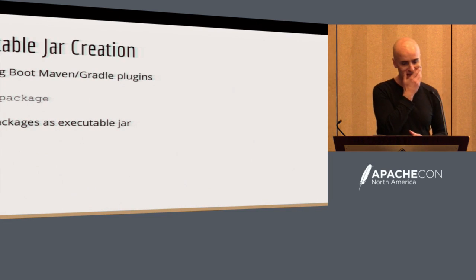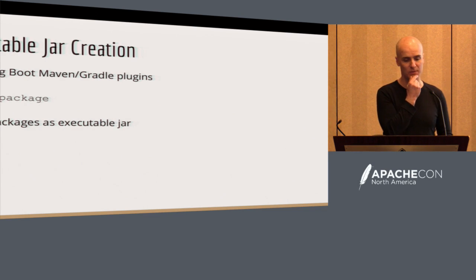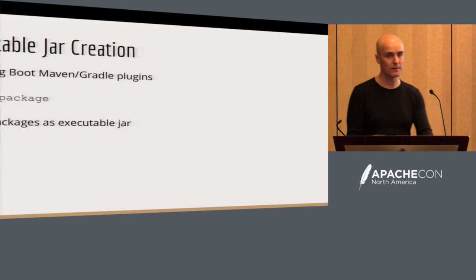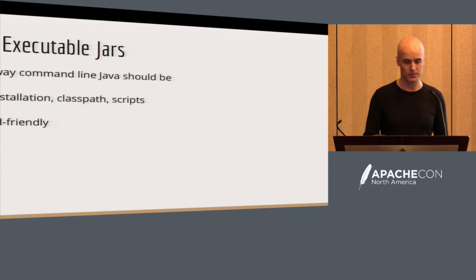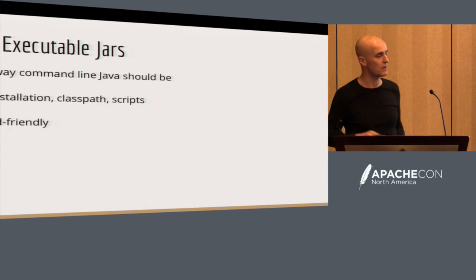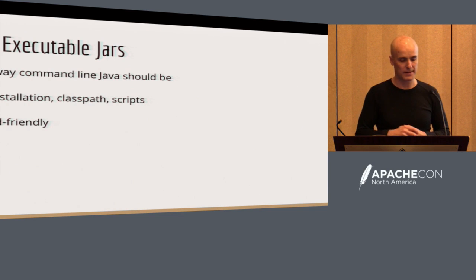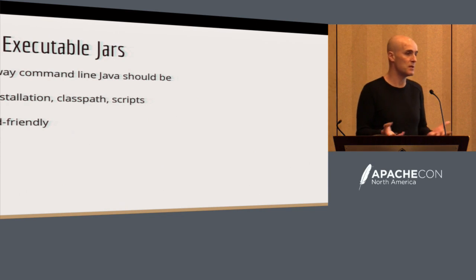Okay, so we have an executable jar. There are Spring Boot Maven and Gradle plugins that help us to do this. We use the Maven package command, and then that will give us that executable jar. This is the way that command line Java should be, I would argue. I mean, that's a much nicer experience and makes a lot of sense. It doesn't require any classpath management or scripts. It's already described in your build file, so you shouldn't have to respecify that. It's also very cloud friendly. It means you just have a jar and you can push that jar to a cloud environment, and that's all it needs to know.